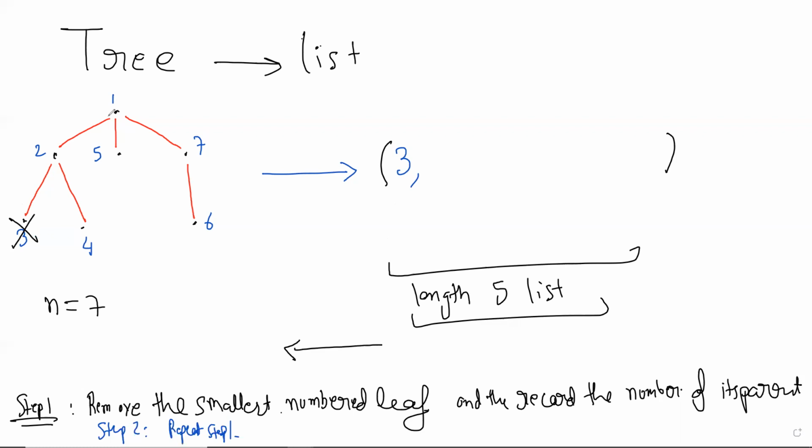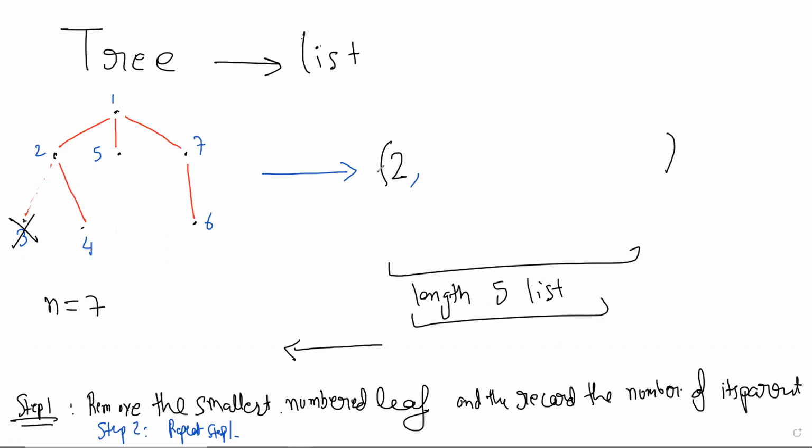Kind of just removing it. So it was there, now it's not there. Okay, now in this tree, you need to look at the smallest numbered leaf. By the way, this is already wrong. This should be 2, not 3. It's 2 because again, the point was that we want to record the number of its parent, not the number of the leaf. That was the mistake.